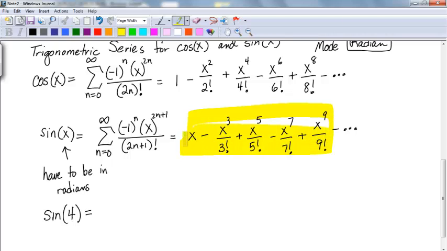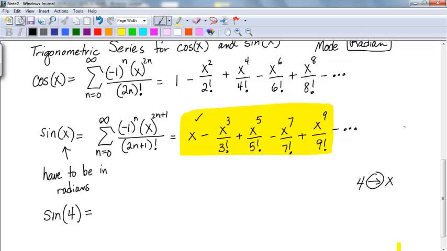The author will say use the first 5 terms of the trigonometric series. So we want to do 4. Store that as x. So 4, and hit the store key and store that as x. Now you punch this in. Oh, sorry, go back. We just need to do x.